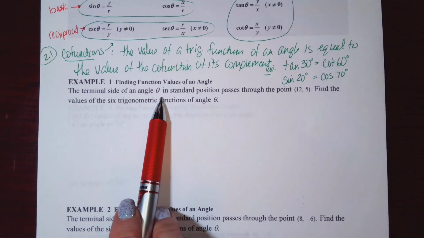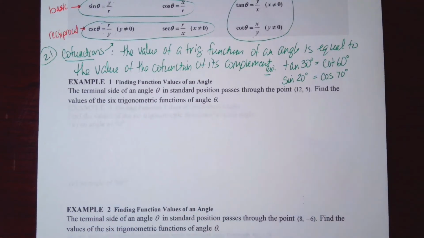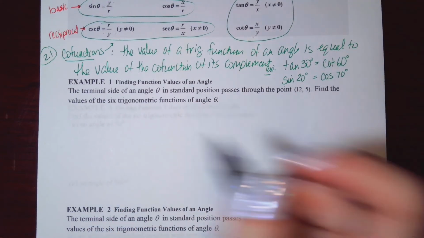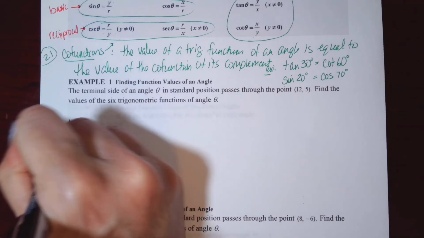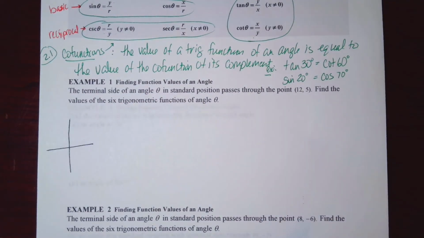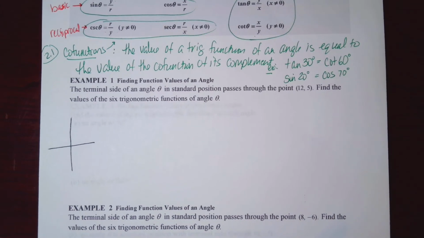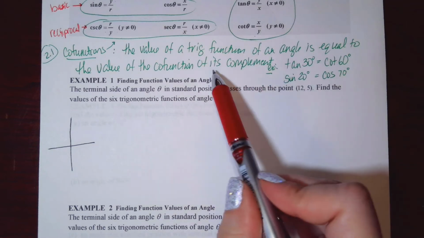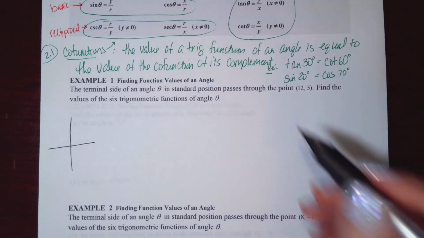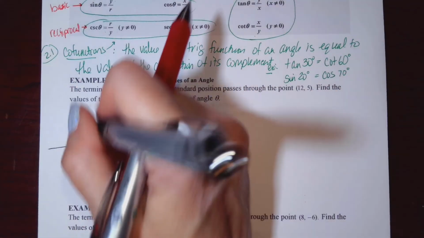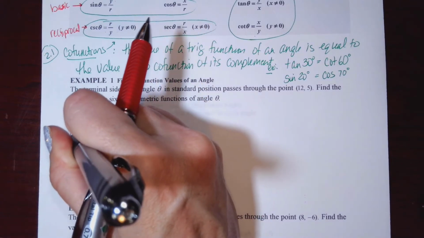The terminal side of angle theta in standard position passes through the point (12, 5), and we need to find the values of the 6 functions. Now we're not going to rely on our calculator. We're going to put the values together, keep them exact. We're not going to estimate. So we need to sketch our angle theta. Angle theta goes through the point (12, 5). Well, (12, 5) is going to be in quadrant 1.